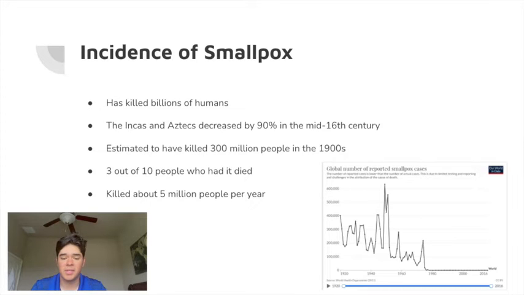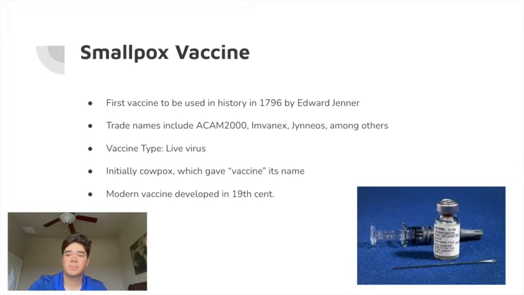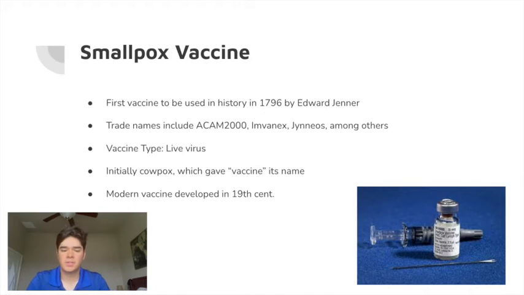And in both the 19th and 20th century, about 5 million people died every year of smallpox. So now a little bit more about the smallpox vaccine itself. The smallpox vaccine will actually be the first vaccine ever developed in history, by Edward Jenner in 1796.